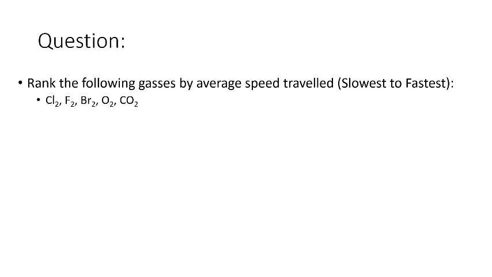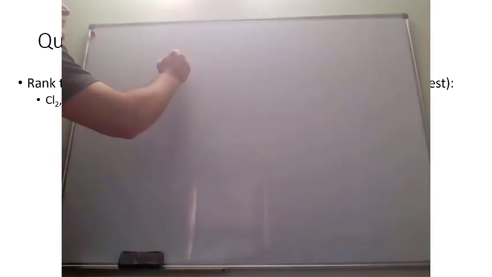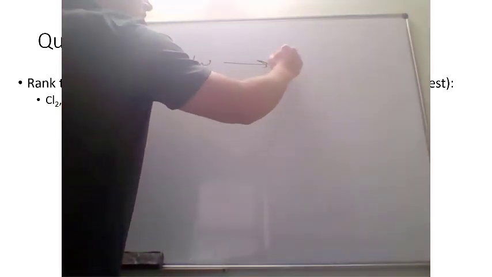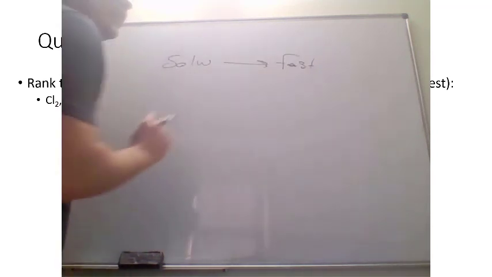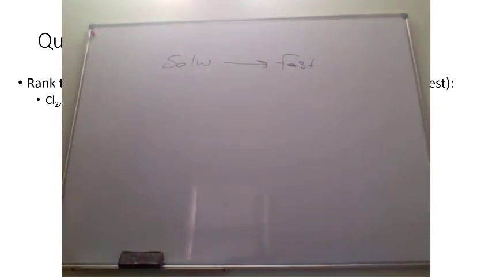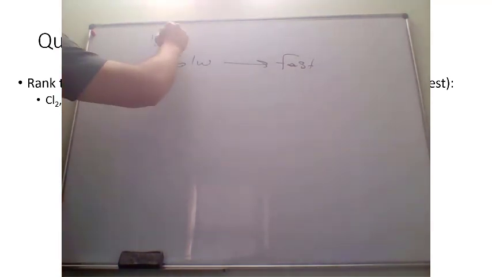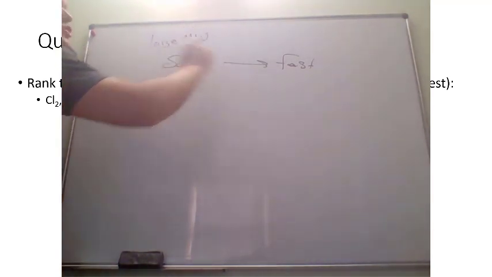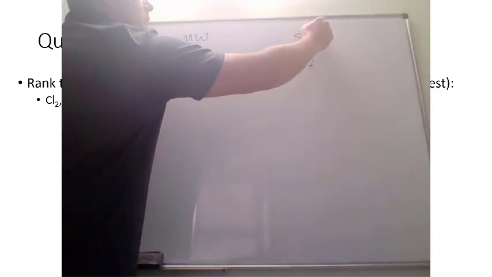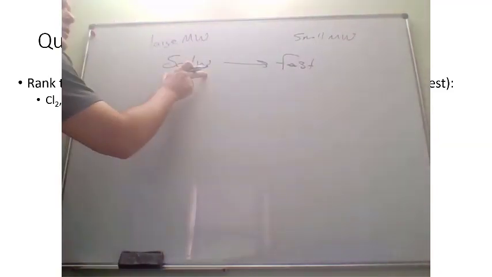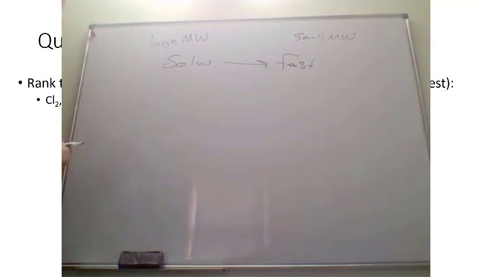Okay, so we're going to rank these from slowest to fastest. So slow to fast, looking at these individual gases. And so we know that as we go from large molecular weight to small molecular weight, we go from slow to fast. So if we take a look at our periodic table, we can rank these in order of their molecular weight.